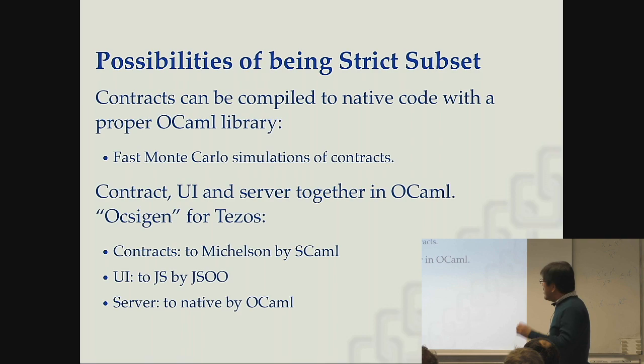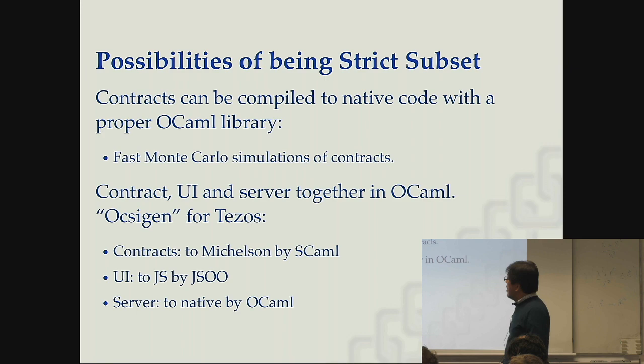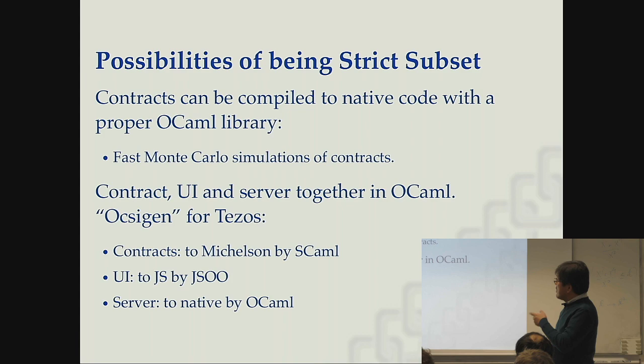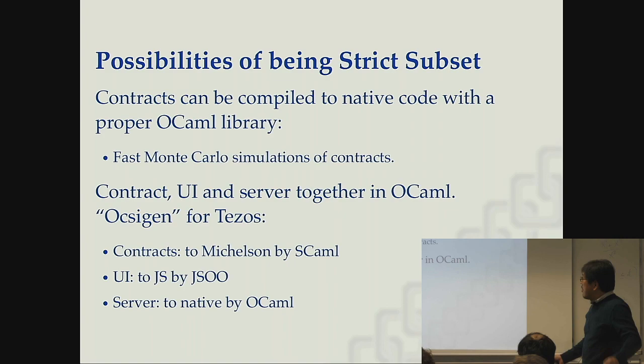And yesterday, Peter mentioned it, but let me rephrase. We can also write many layers of software in one language, OCaml, for example, contract and UI and server code. And all three codes are compiled by different compilers to Michelson or JavaScript or native code. Okay? It's just like Ocsigen for Tezos.